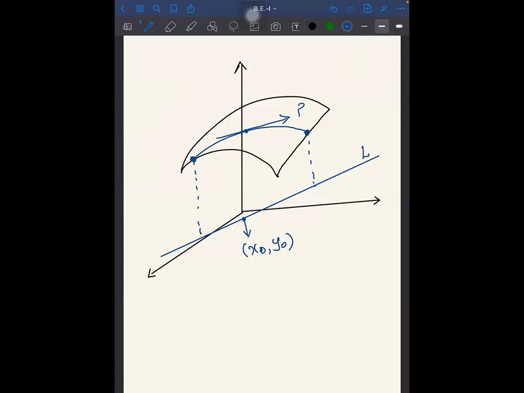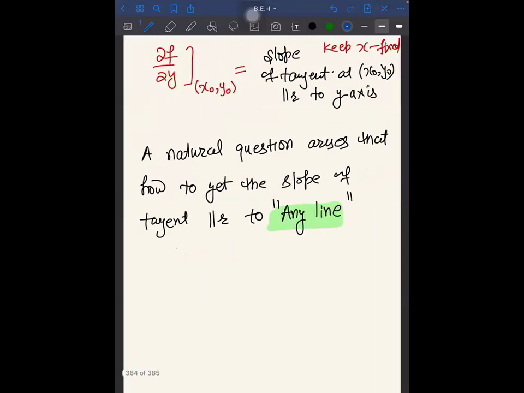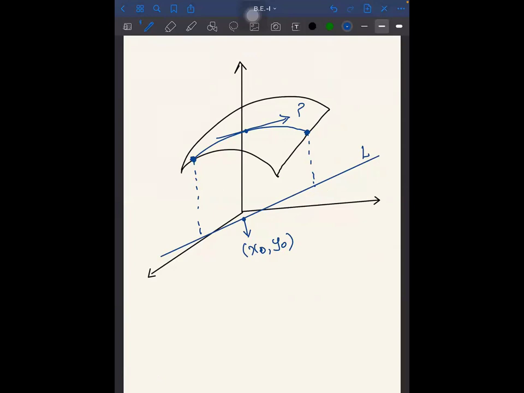So partial f upon partial x was good. Partial f upon partial y is also good, but they can give you the slope of the tangent only along the direction parallel to the x-axis or parallel to the y-axis respectively. They cannot give you the slope of the tangent which is parallel to a line along any direction. Are you getting the question? So we'll be solving this question right now, that is, how to get the slope of the tangent.